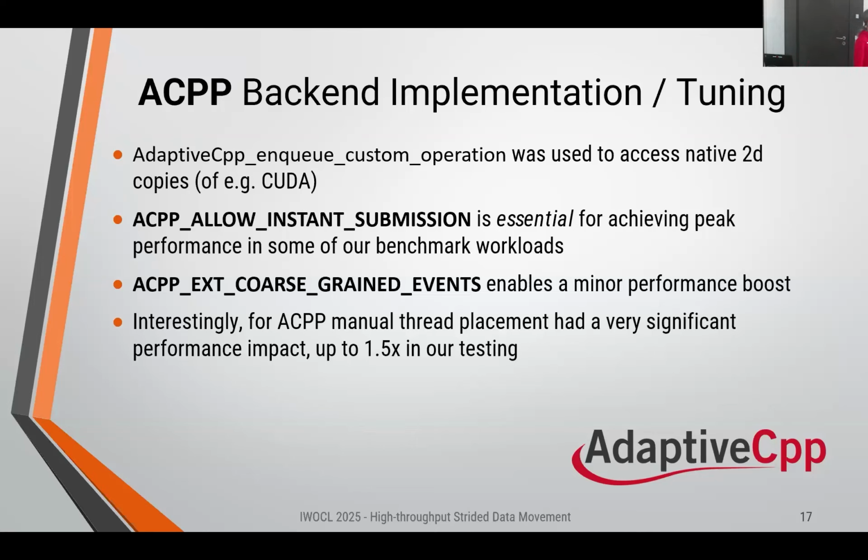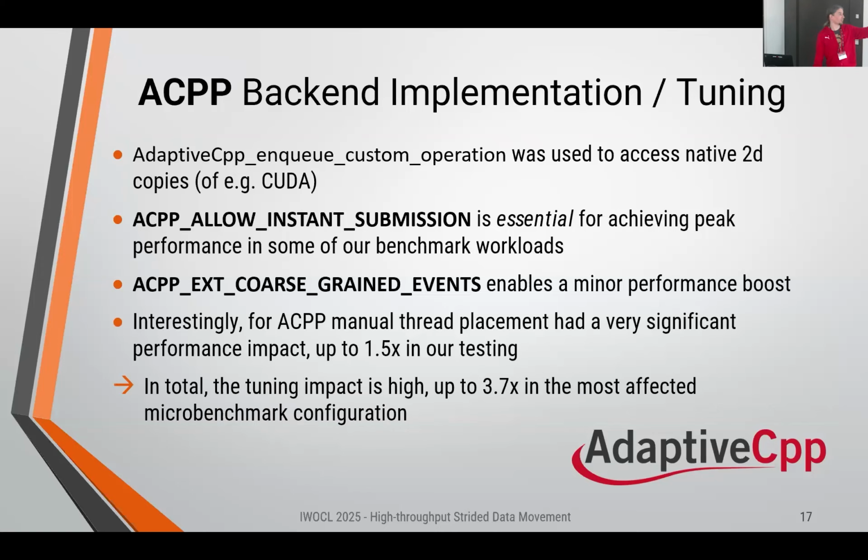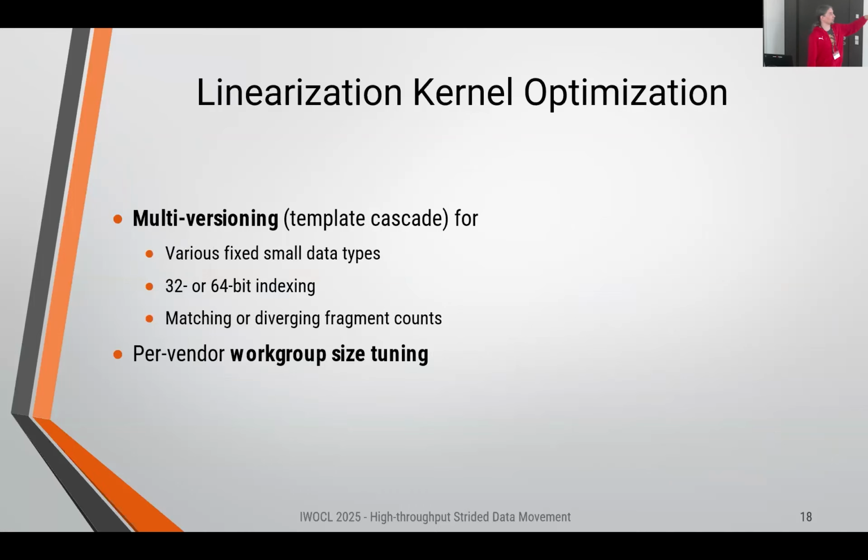And interestingly, manual thread placement was really important for ACPP, but not at all for DPC++. In total, the tuned performance of ACPP was, in the most extreme micro benchmarks, 3.7 times higher than the non-tuned implementation. So that's pretty significant. Finally, very shortly, for linearization using a kernel, what we are currently doing is multi-versioning.